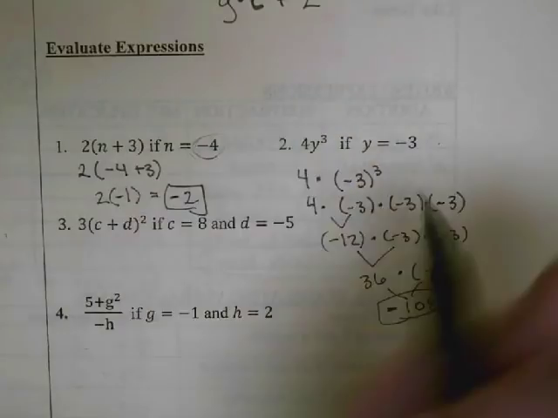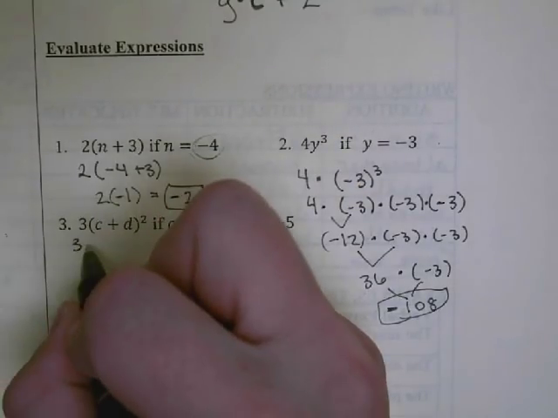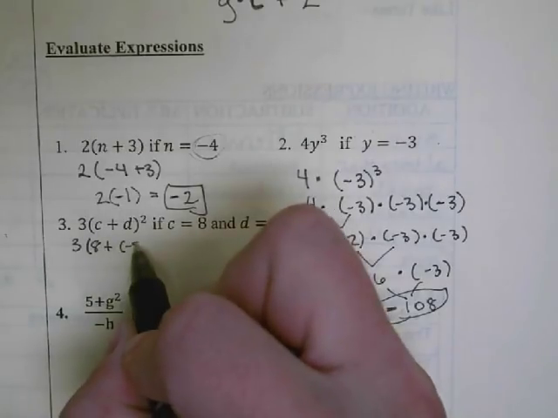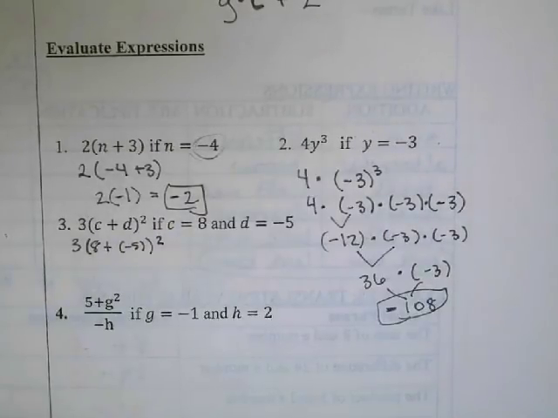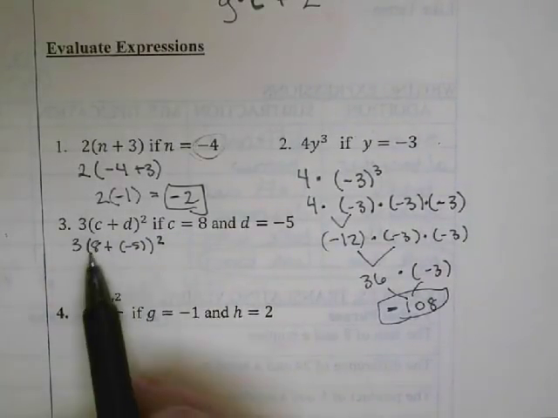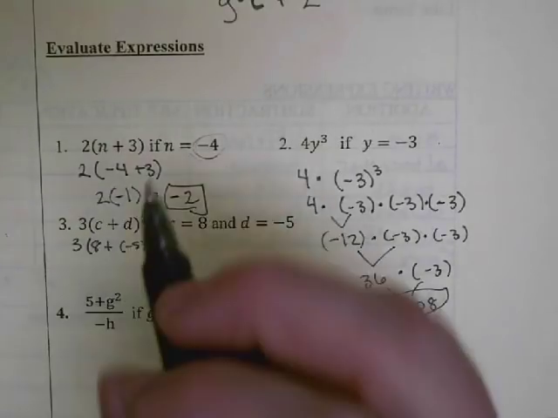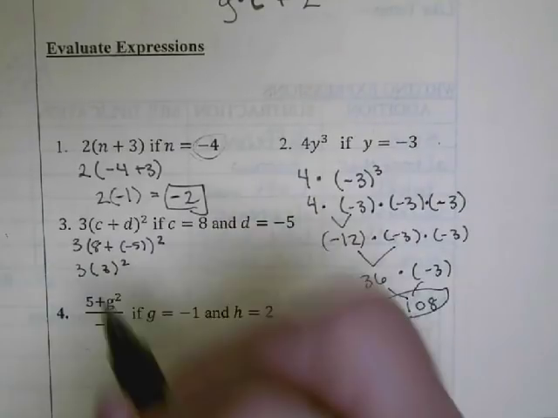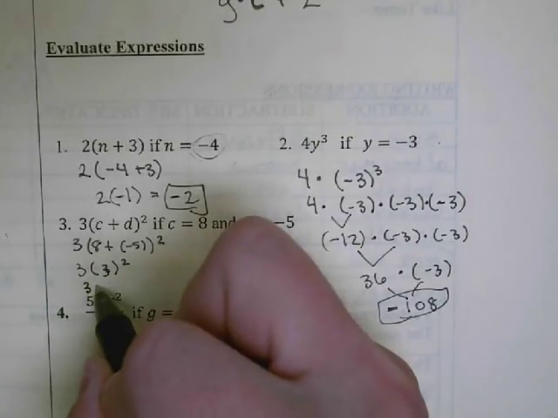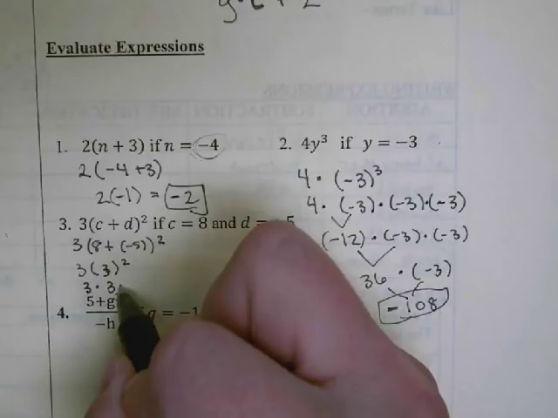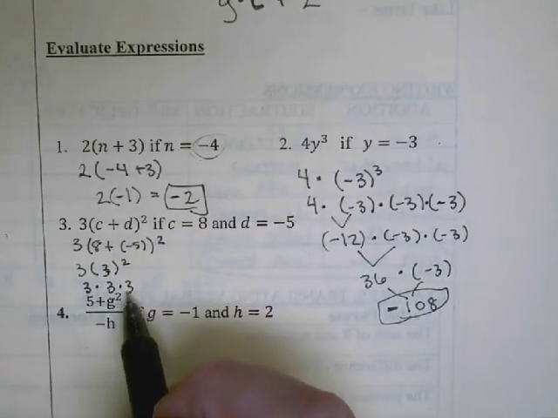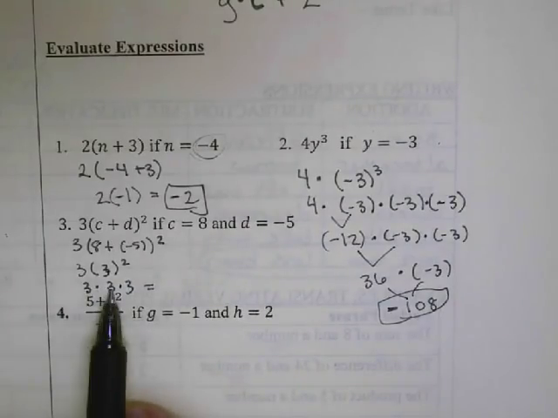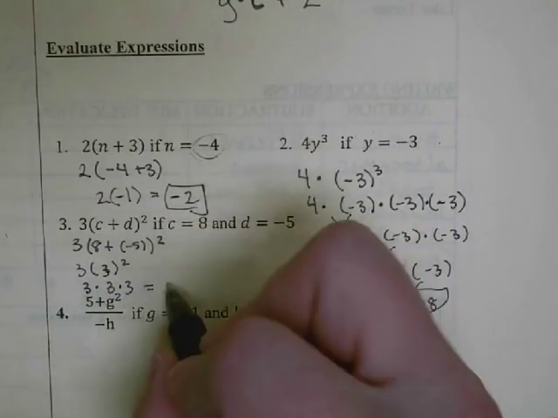On this next one, we'll plug in our numbers. We have 3 times 8 plus negative 5, and we'll raise that to the second power. We'll do our parentheses first. 8 plus negative 5 would be 3, so we have 3 times 3 to the second power. We'll write this out, so it's 3 times 3 times 3. 3 to the second power is these last two 3's. I'm going to do this one just left to right. 3 times 3 is 9. 9 times 3 is 27.